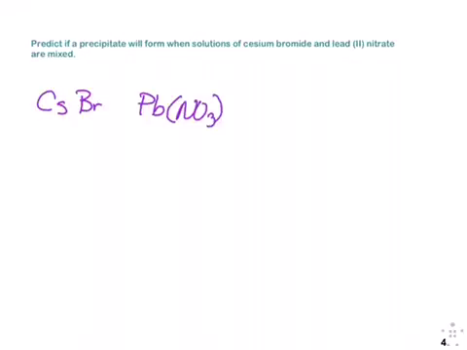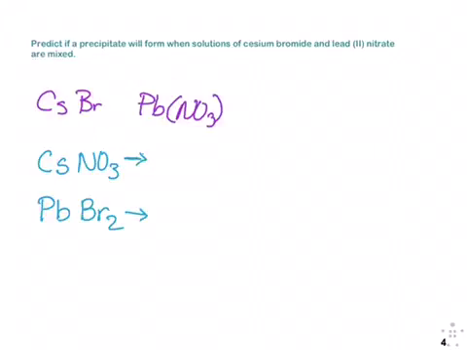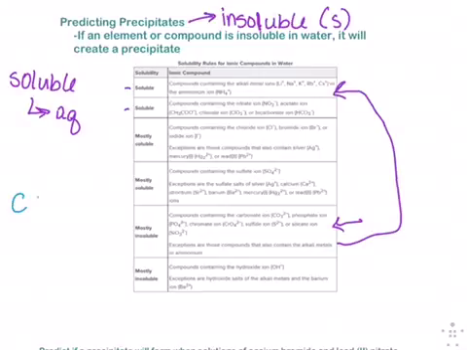So now the products could be cesium with nitrate and lead 2 with bromine. So what you need to do is go back to the table from the previous slide and figure out if either of those 2 compounds are soluble or insoluble. So let's go back and look. So we have cesium nitrate and lead bromide.